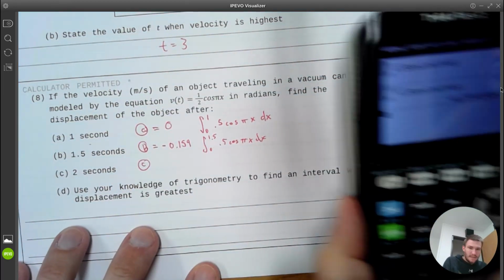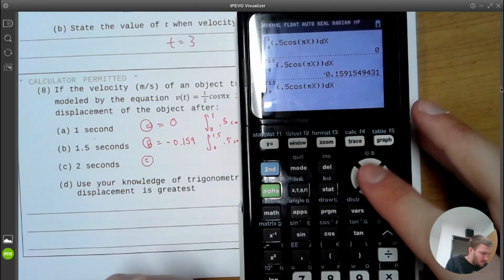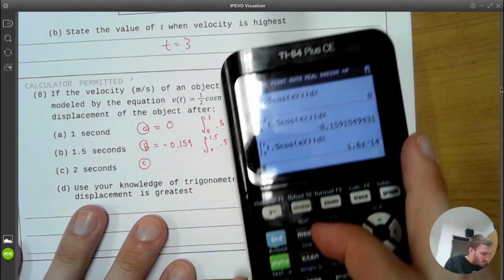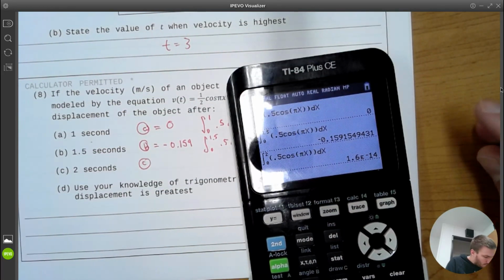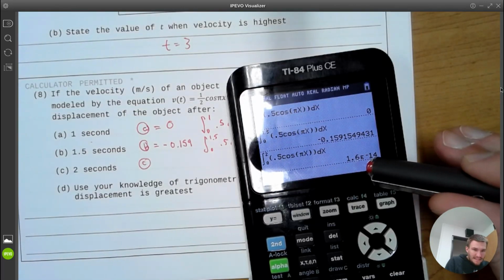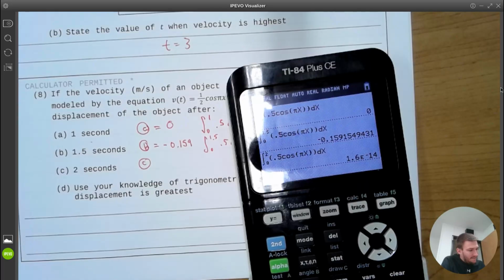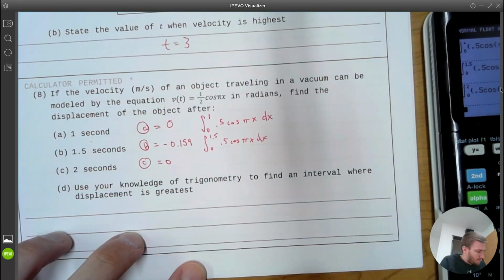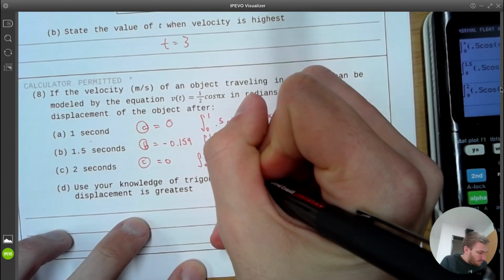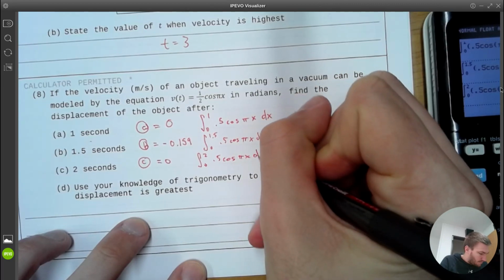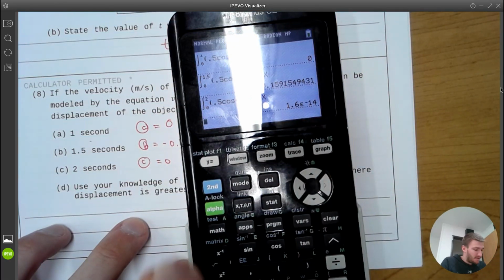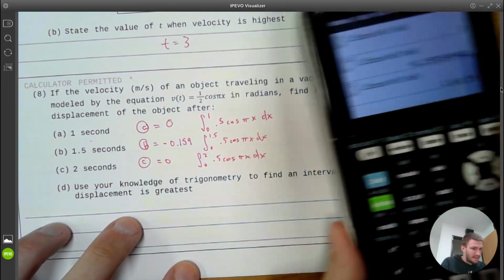And C, this is going really well so far. Just from 0 to 2. Now this says 1.6 e to the negative 14. E is scientific notation, and that basically means 0. Because if we have negative 14, that means 0.0000000000000000016. That is basically 0. That's just a calculator problem.